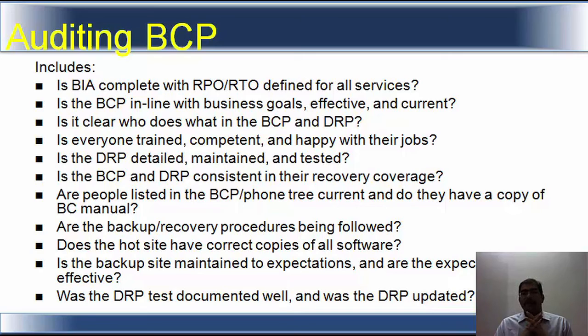So, you have specified roles and responsibility for different people in the organization. Like I said a couple of minutes ago, Mr. X was there, now it is Mr. Y. So, does Mr. Y have the copy of the BC manual? And does he or she know what to do? Are the backup and recovery procedures being followed? So, that has to be audited. Whether a grandfather, father, son strategy is adopted, or what is the frequency of backups, how it is being done, who tests it. So, all this has to be checked.